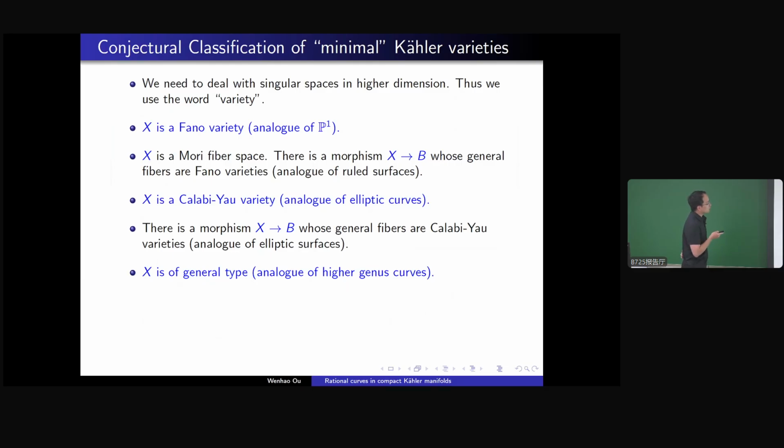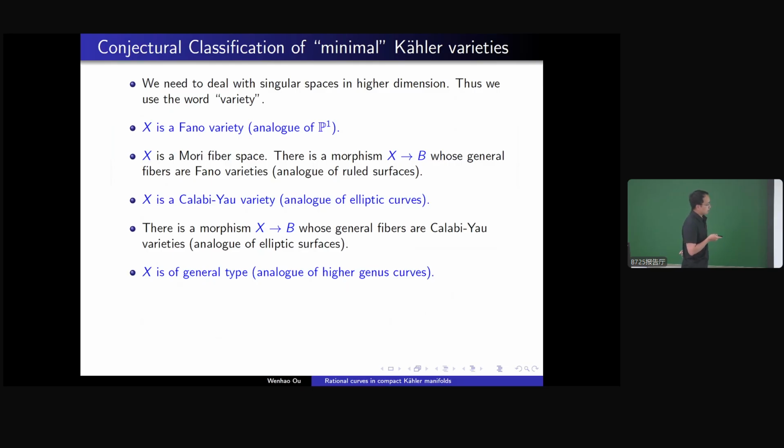And there are two other cases. And in this case, there is always a morphism. So the first one is Mori fiber space. So there is a morphism from X to some B, which is positive dimensional but with smaller dimension, such that the general fibers are Fano varieties. So the fibers are smaller dimensional varieties of the first blue type. So this is the first one, and this is the analog of ruled surfaces.